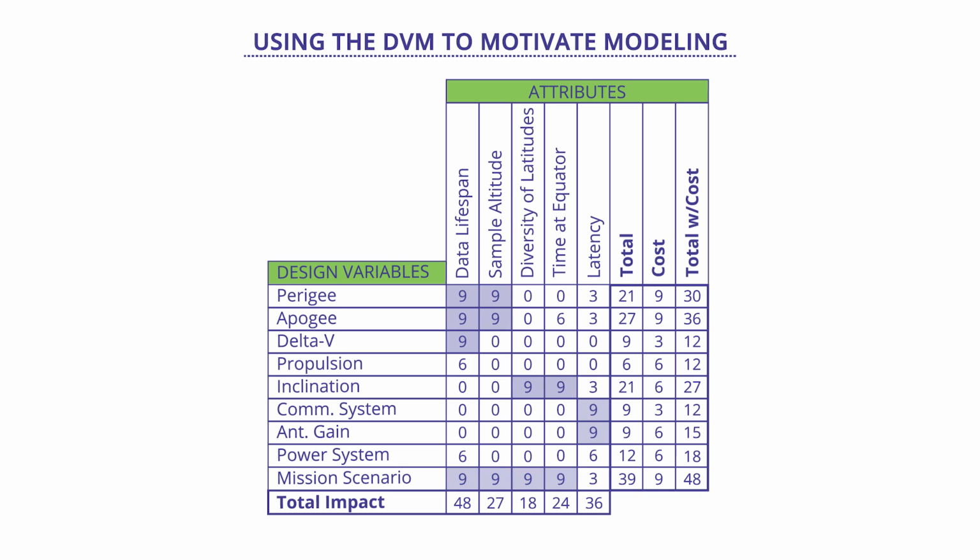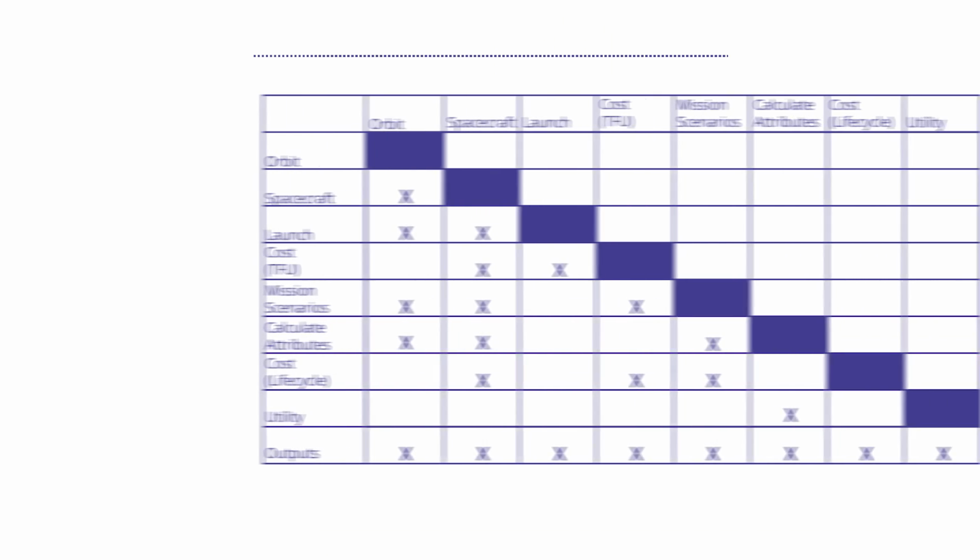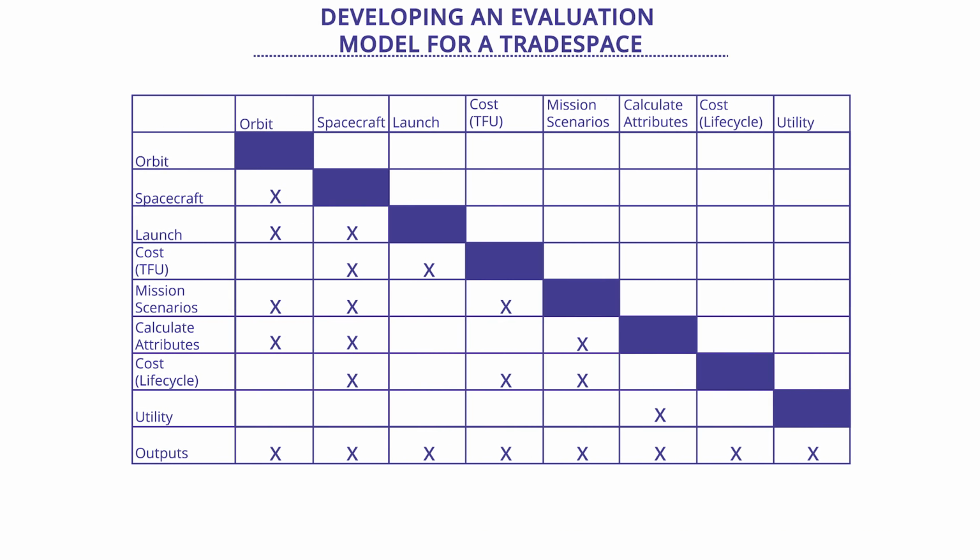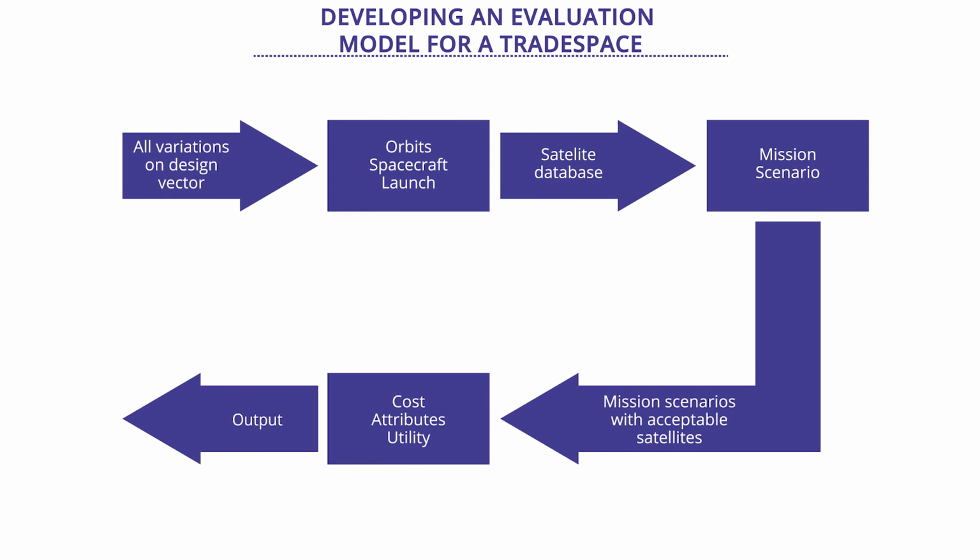performance. Using a DVM in this way allows us to focus on particular areas where we should spend effort for developing our evaluative model. Once we have these areas of interest, we can brainstorm modules that evaluate our design variables. We can then create an n-squared diagram that represents how information flows between these modules, and then partition our effort to develop software code. In our satellite system example, we had 7 modules: orbits, spacecraft, launch, mission scenario, cost, attributes, and utility. The flow diagram illustrates the relationship between these modules, how information flows between them.